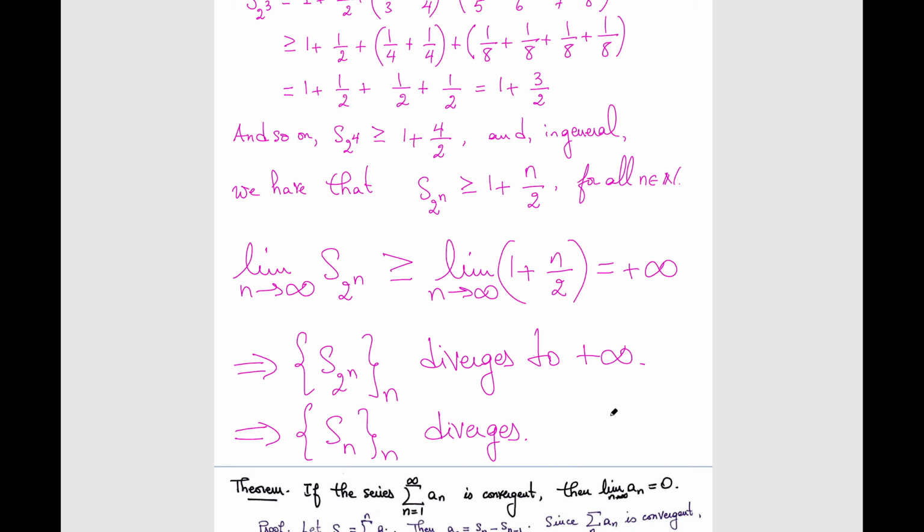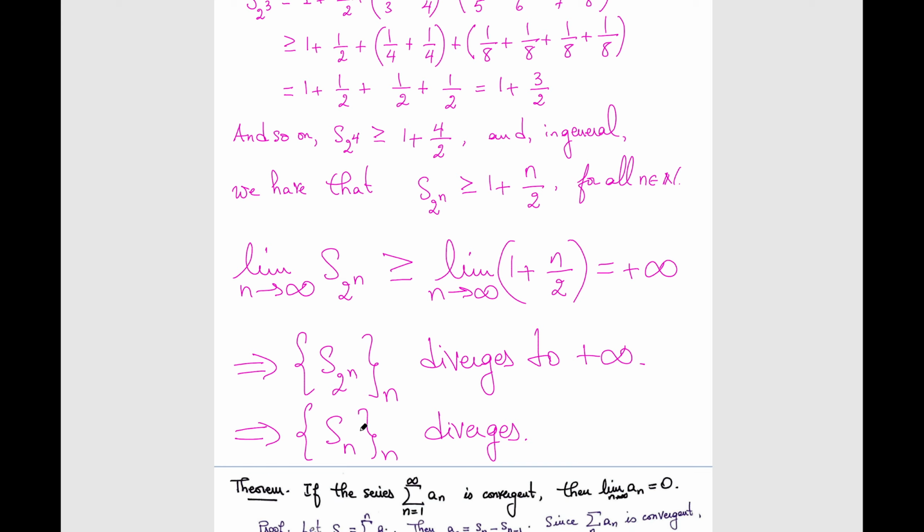It may not diverge to plus infinity, now that I thought about it. But at least it diverges. The limit is not going to exist because it contains elements that blow up. Correct? So the sequence doesn't cluster anywhere. So you get that Sn diverges.